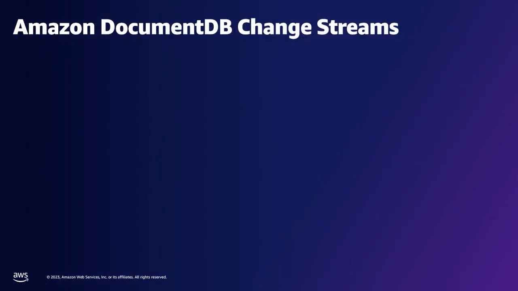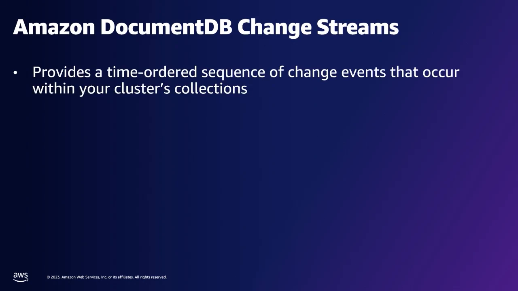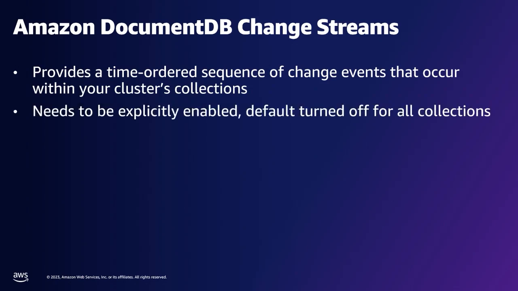So, to enable event driven architecture with Amazon DocumentDB, we need Amazon DocumentDB change streams. What are Amazon DocumentDB change streams? They provide a time ordered sequence of change events that occur within your cluster's collections. Keep in mind, they are not turned on by default. So, when you start a cluster, they're all turned off. You have to explicitly enable them.